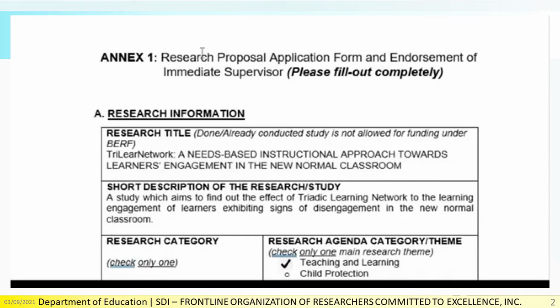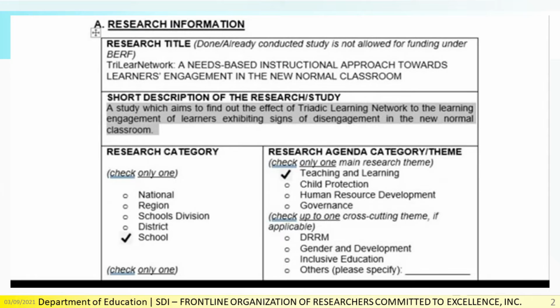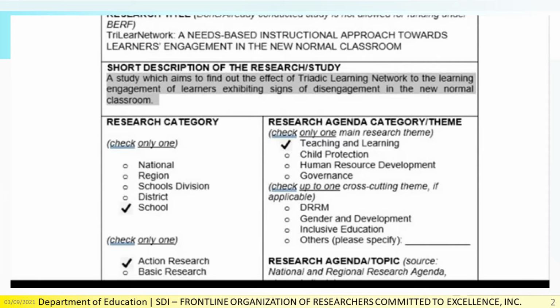First, we have the research proposal application form and endorsement of immediate supervisor. So we have Part A, research information. For the research information, we have the research title. So then you have your short description of the research study. Then you are going to check for the research category.